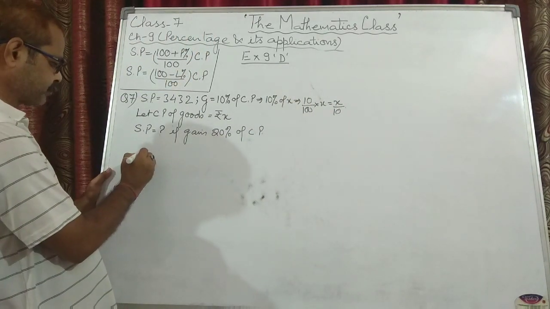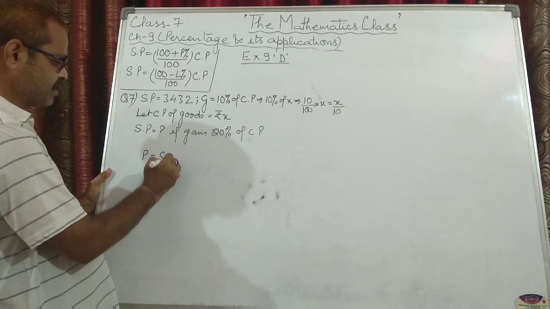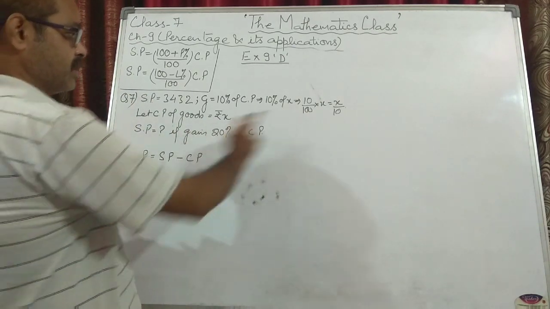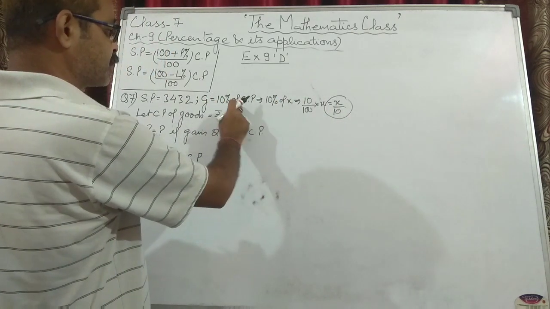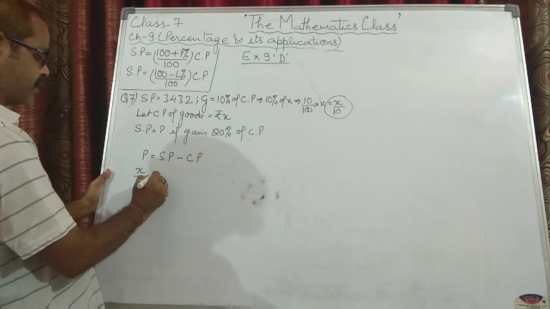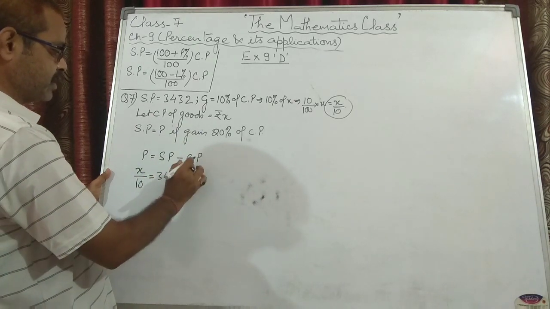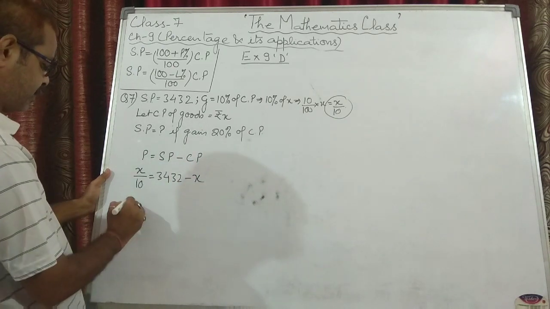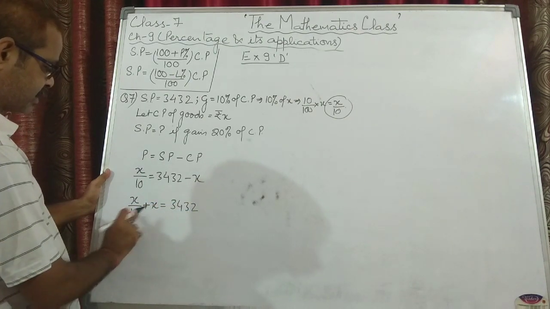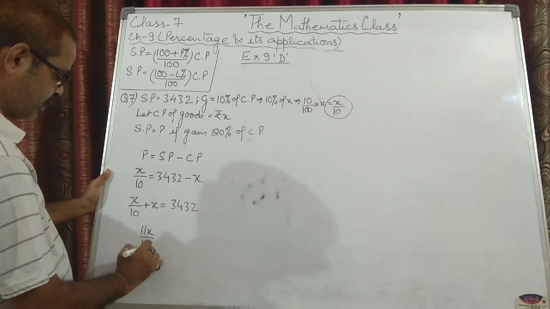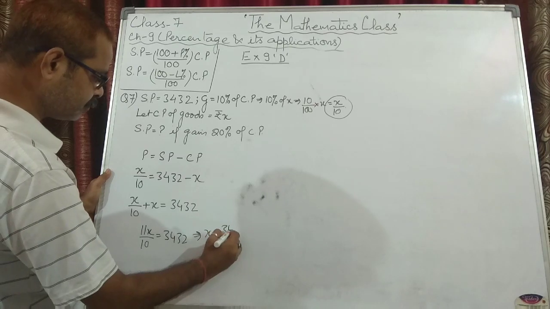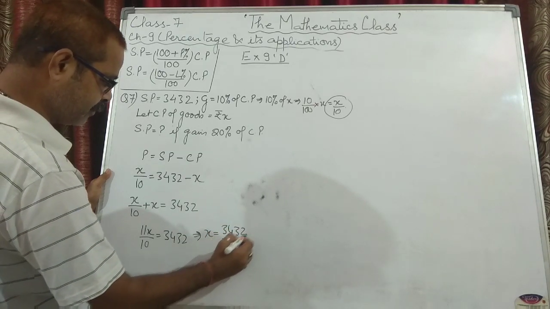Now we know that profit is equal to selling price minus cost price. The very first formula. Profit is how much? X upon 10. They say gain is 10% of CP and we got X upon 10. We are substituting the values. Selling price is 3,432 minus the cost price, which we assumed is X. This X comes to the other side. So X upon 10 plus X is equal to 3432. When you take the LCM, 10 plus 1, you will get 11X upon 10 is equal to 3432, which implies that X is equal to 3432 upon 11 into 10.